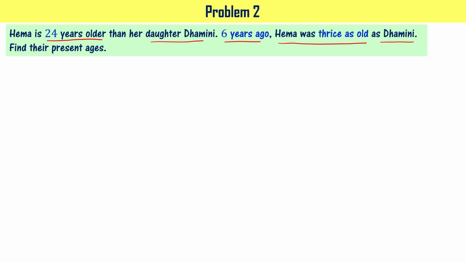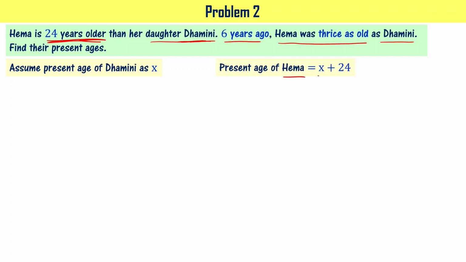Now, I say that if you know the present age of Damni, you will know the present age of Hema from the first statement, right? So, let me assume that the present age of Damni is x. If the present age of Damni is x, then Hema is 24 years older, right? It means the present age of Hema is going to be x plus 24, right?